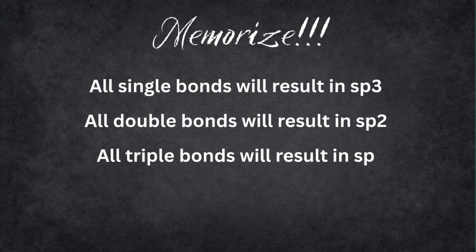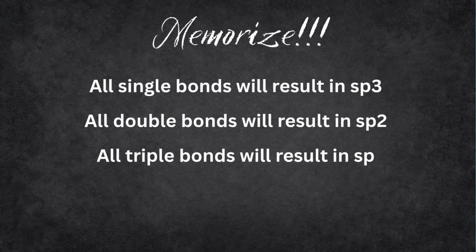Before moving on to the next example, there are some rules that you'll want to memorize. While we can look at the Lewis diagram and we can look at the electron configuration, knowing if it's a single, double, or triple bond holding atoms together will actually tell you if it's sp3, sp2, or sp hybridized. All single bonds will result in sp3. All double bonds will result in sp2. And all triple bonds will result in sp hybridization.